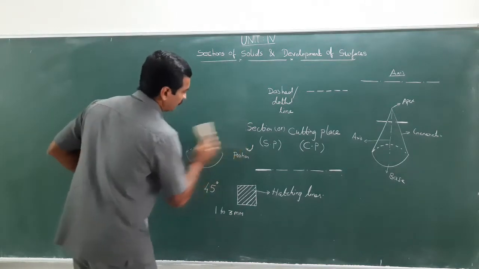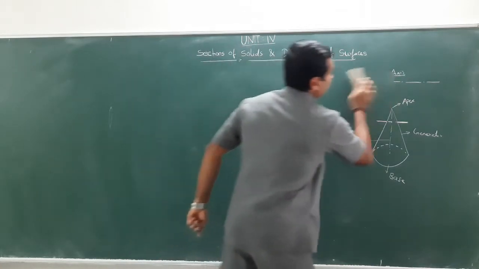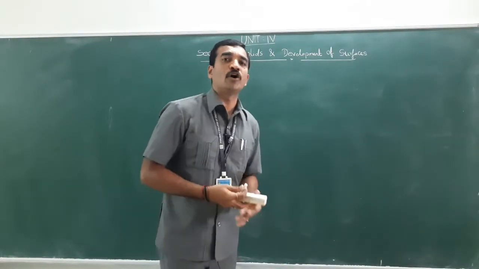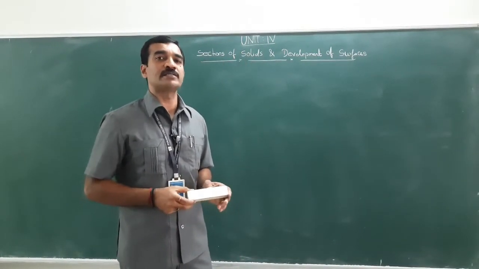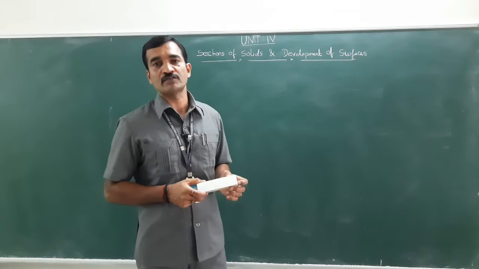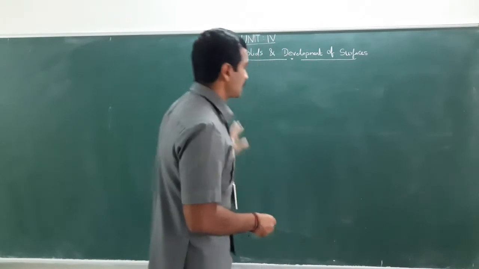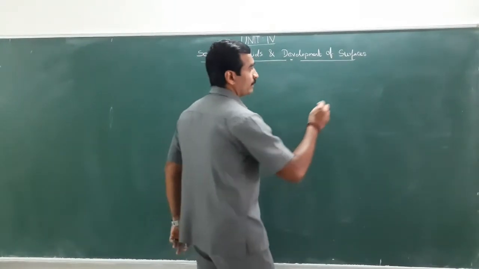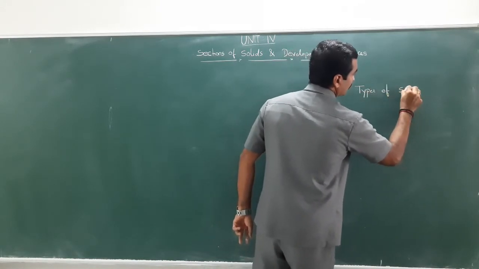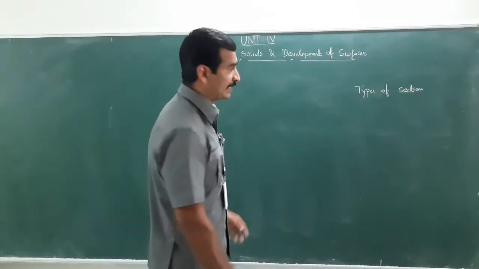There are various types of section planes. We have learned 4 various positions for points, and for straight lines we learned 6 various positions. Similarly, for the planes also we learned 6 various positions, and for projections of solids also we learned 6 various positions, isn't it? And here, as far as sections of solid is concerned, these are the types of sections. This represents the section plane or cutting plane.